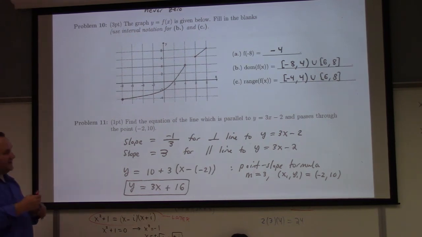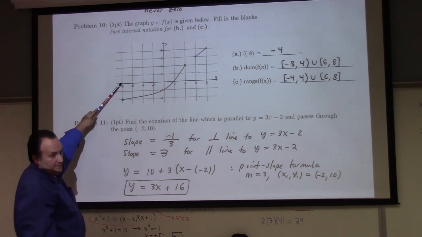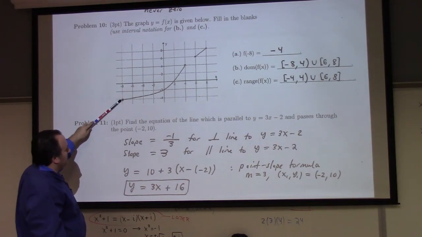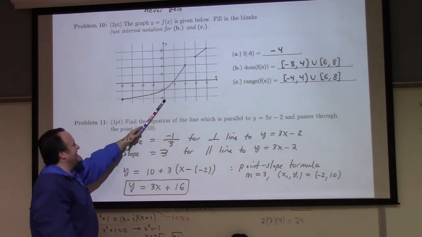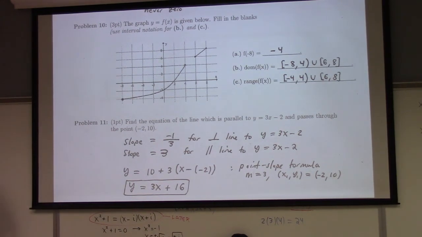So f of negative 8. Good question. So we look at -8, right? Look at the graph. Right there. It's okay. So, like I said, you can do this. I know you can do this.